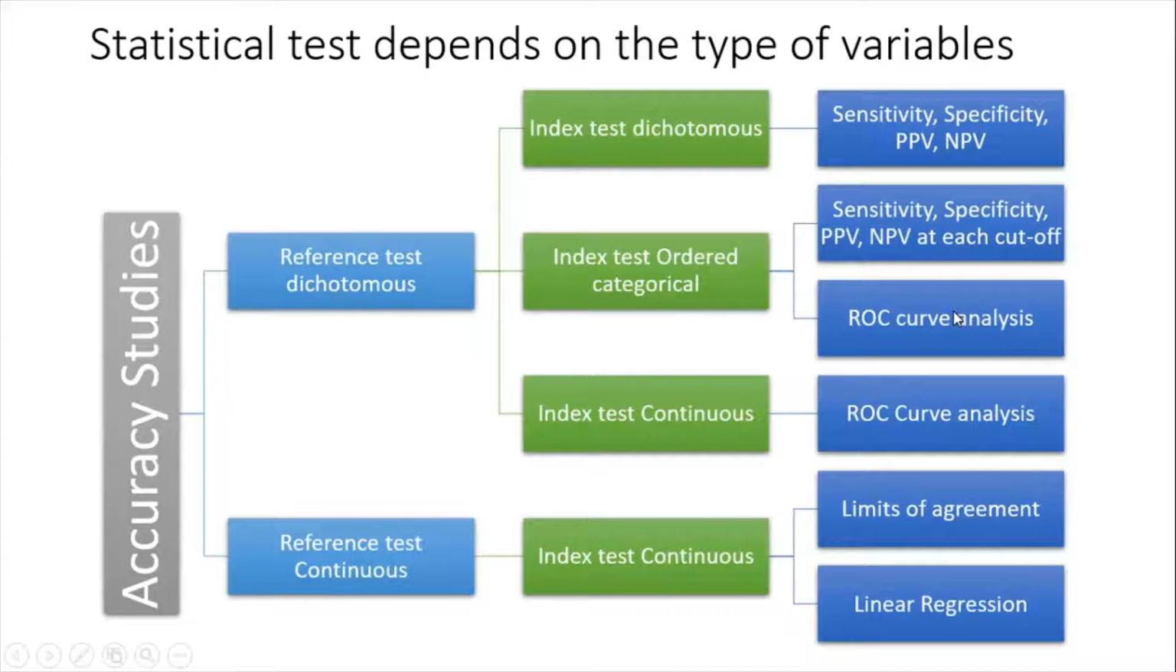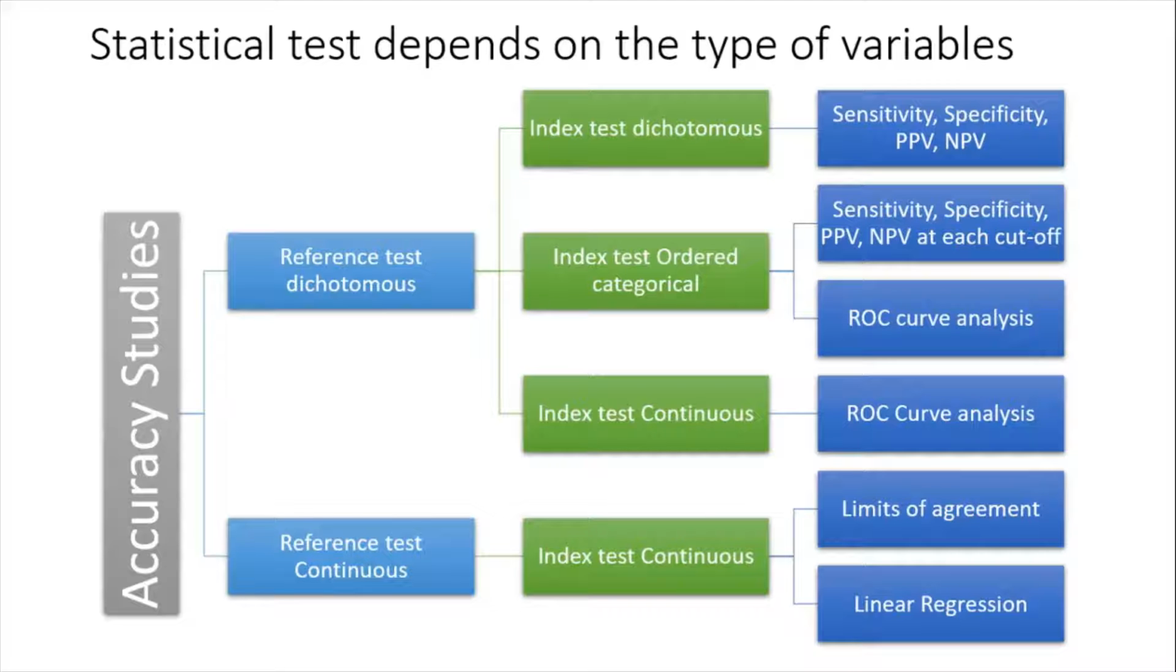Or we may be using the ROC curve analysis. When the reference test is dichotomous and the index test is continuous, we use ROC curve analysis. When the reference test is continuous and the index test is continuous, we can use the limits of agreement method, which is very commonly used, or we may be using more complicated linear regression methods.